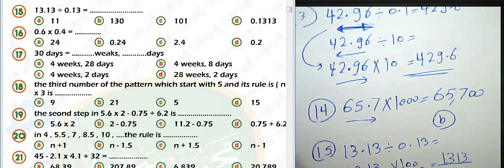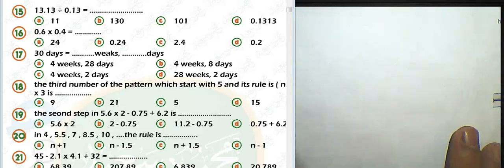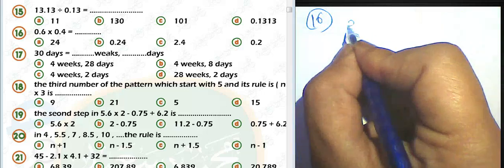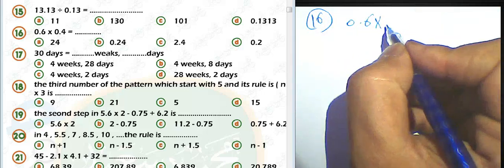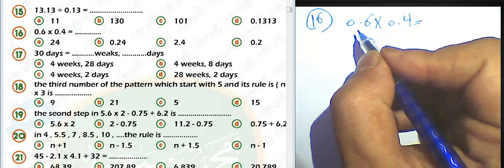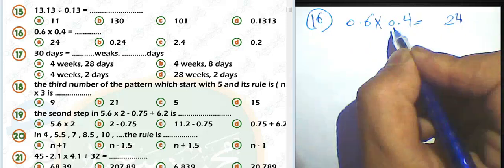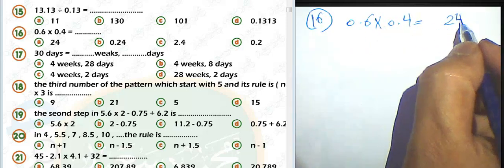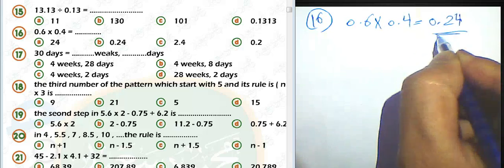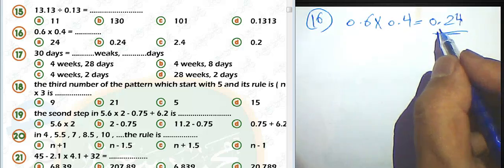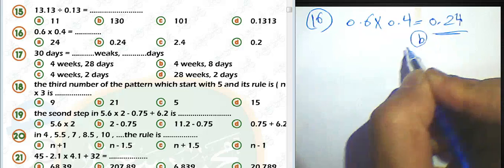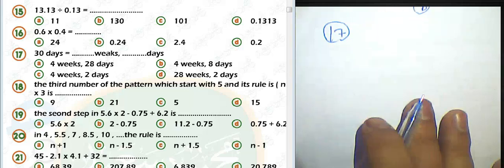Another example, question 16. Question 16, look at with me about question 16 here. 0.6 multiplied by 0.24. We know 4 times 6 equals 24, and the point must be after 2 digits. 1, 2. Okay, the result will be 2400th. We must choose the target.